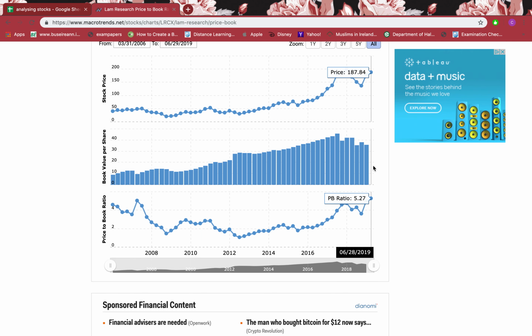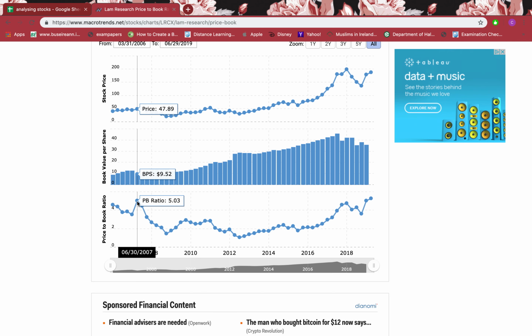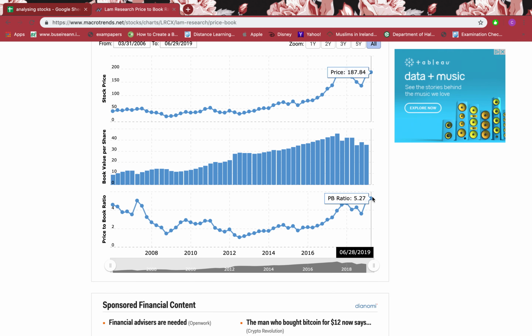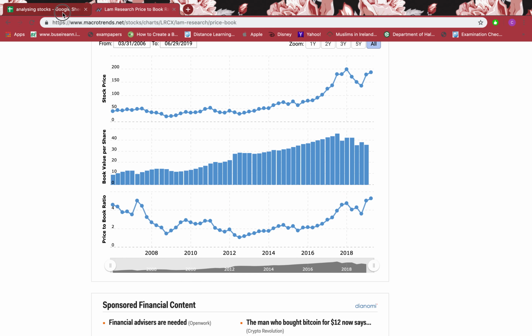Now if somebody buys right now, they will be paying 5.27 times more than the actual value, the book value of the share, which means it's very expensive to buy right now. And it was similar in 2007 to what the expense is right now as well, which is not really good.